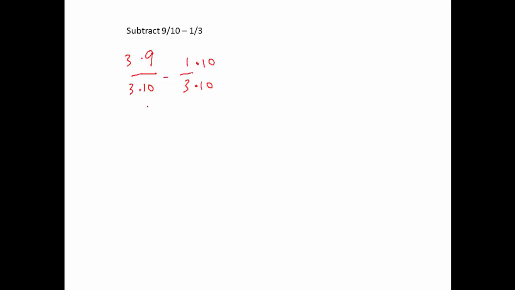9 times 3, 27. 10 times 3, 30. 10 times 1, 10. 10 times 3, 30. Now, the same bottom, 30. And then 27 minus 10 gives you 17 over 30.